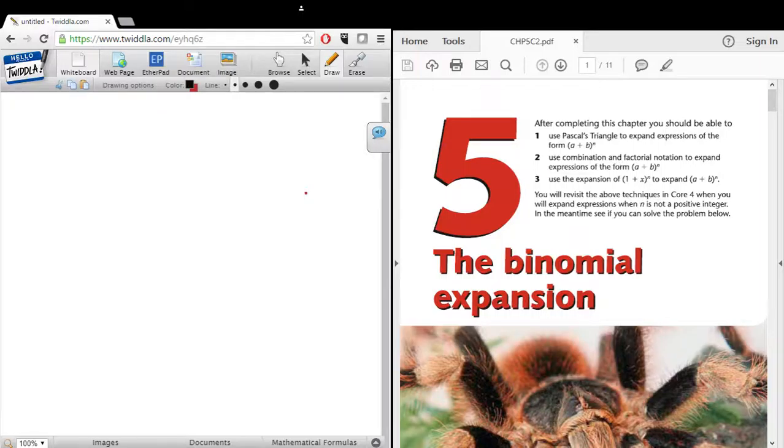In this chapter we will discuss these three key points, so make sure that you read them to understand and appreciate what we will be going through, because as you can see here, we will revisit this technique in Core 4 when you will expand expressions when n is not a positive integer. In the meantime, see if you can solve the problem below. What this means is that n here, in this particular case, will always be positive, so you won't have to deal with any negatives or any fractions of that nature when it comes to conversion.